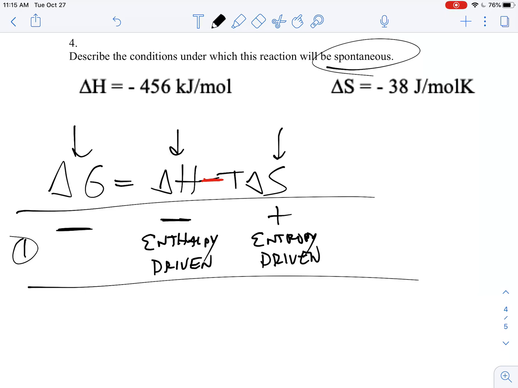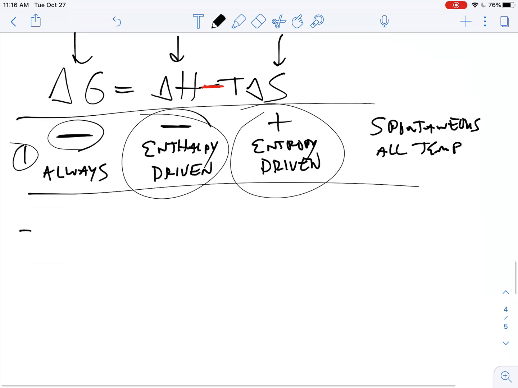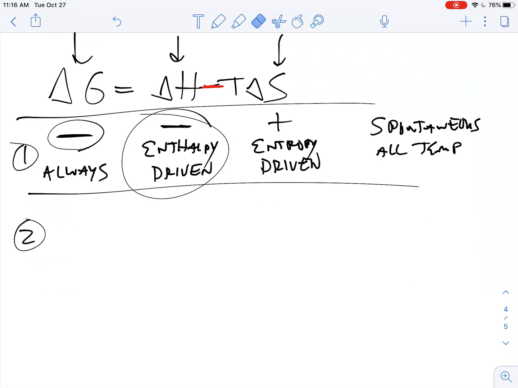Circumstance number one is that if you have a negative delta H and a positive delta S, then this is always going to be negative, and therefore this is going to be spontaneous at all temperatures. Okay?